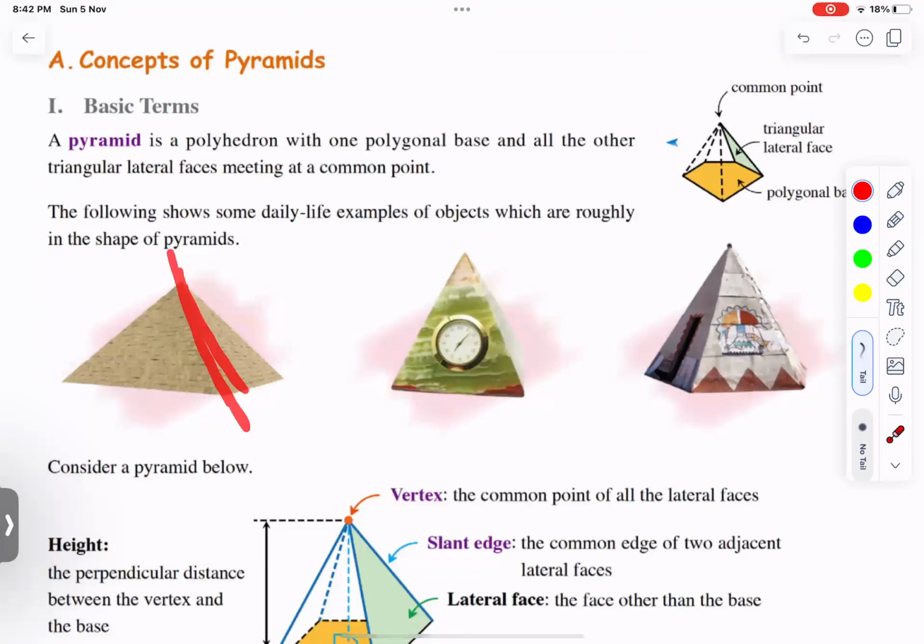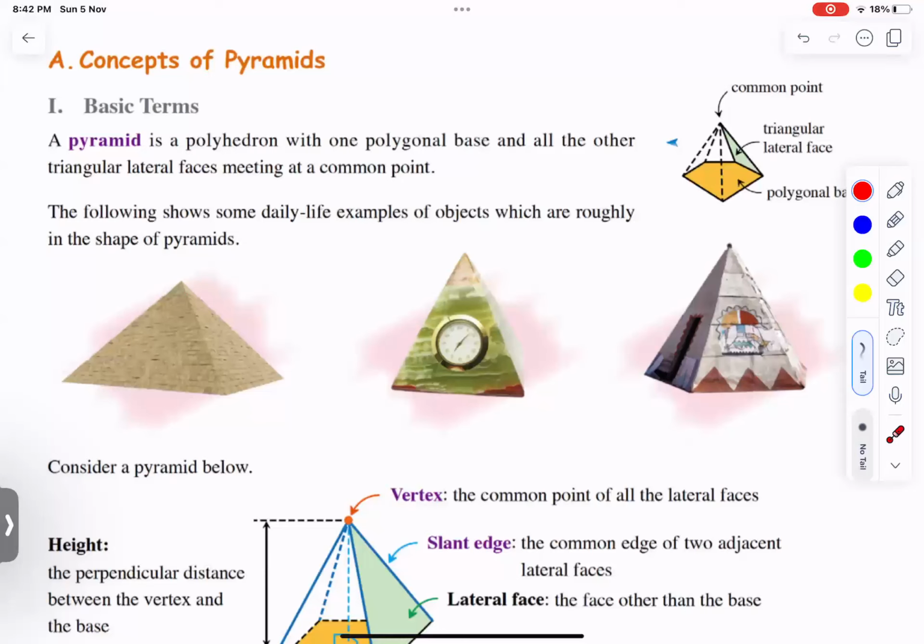Lateral means it's not straight and it's a little steep. So this whole thing is called a triangular lateral face. This triangle, or even that side, is all called a triangular lateral face. You need to know the definitions. Even if in exams you're asked to point out the common point, you should draw nicely: this is the common point. Or maybe you're asked to circle the base, then you circle the base. Or to shade the triangular lateral face, then you shade it. You may be asked to do anything.